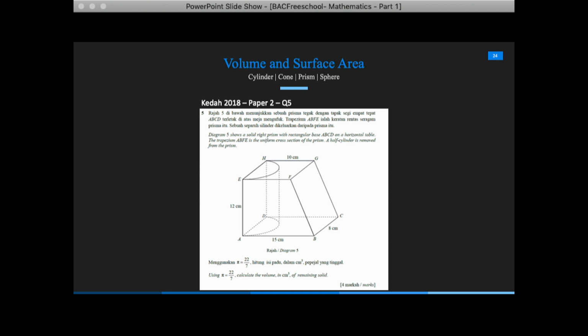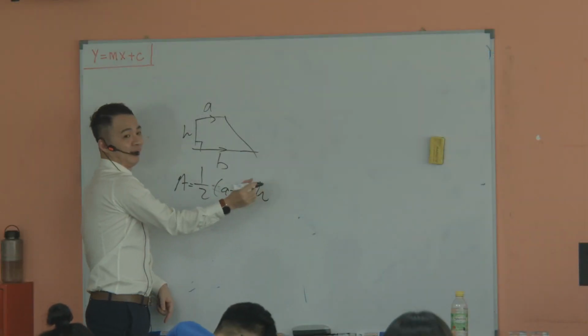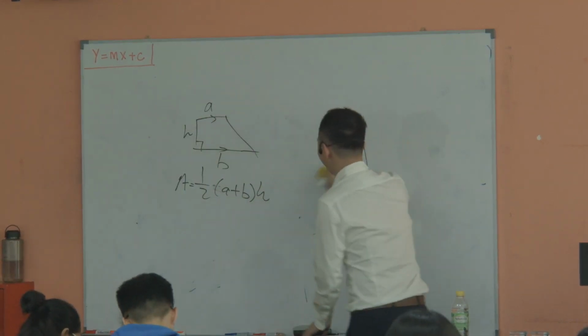Okay, these parallel lines we always call A and B, and you need to find a 90-degree height. So the formula for trapezium area is equal to half times (A plus B) multiplied by height. A and B are the two parallel lines. I don't care which one comes first.